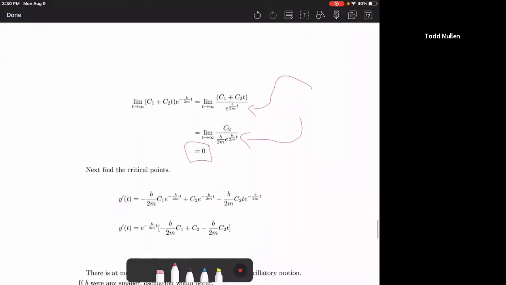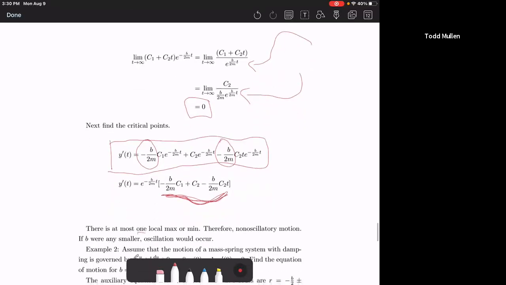So next we'll do as before and find our critical points. So this is our y prime. It looks a bit messy because this negative b over 2m has to keep coming outside when we take the derivative of e to the negative b over 2m t. But we get this value in here being equal to 0, which is clearly just a single value. There's no squares or anything going on in there. So we get, again, at most one local max or min. So again, we're getting this strange type of motion where maybe it's doing something like that, where there really is just one critical point.